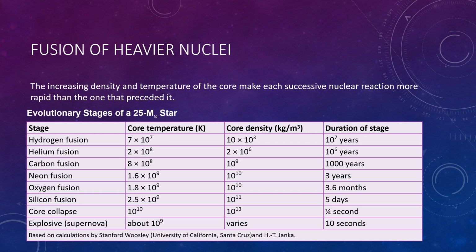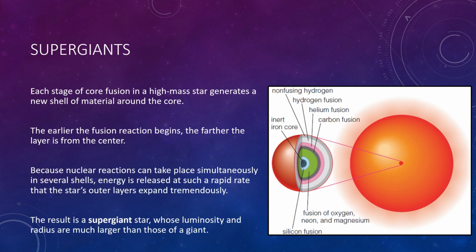Now that we know that there are all these different types of fusion, let's take a look briefly at the structure of such a star. Each stage of core fusion in a high-mass star generates a new shell of material around the core. After several such stages, the internal structure of a truly massive star, say maybe 25 to 30 solar masses or greater, resembles that of an onion, with layer upon layer of shells fusing different elements.